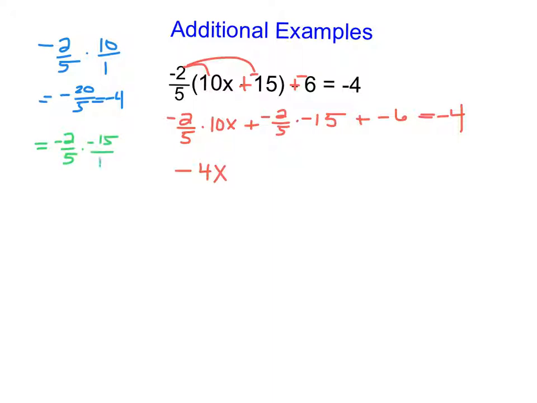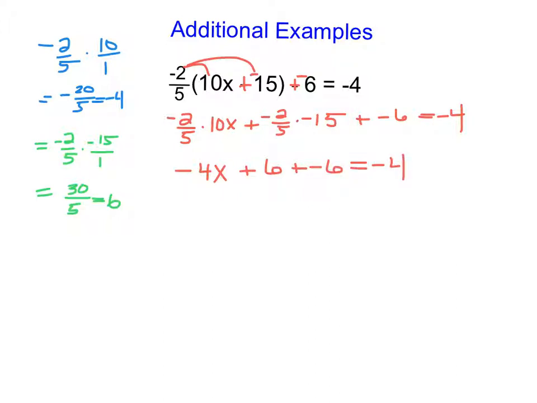Then the second math problem I'm going to solve off to the side is negative 2/5 times negative 15 over 1. Negative times a negative is a positive, so I have positive 30 over 5, which is 6. So that then tells me that it's negative 4x plus 6 plus a negative 6 is equal to negative 4.